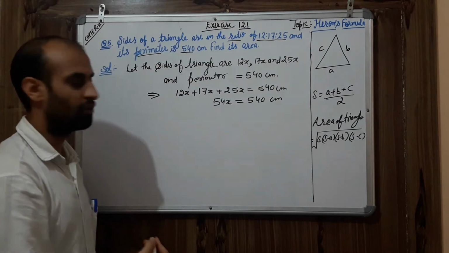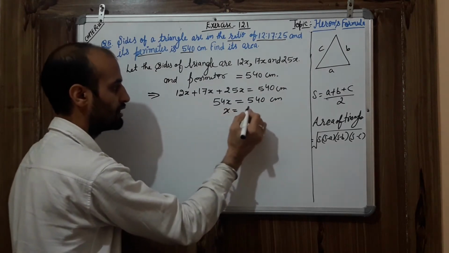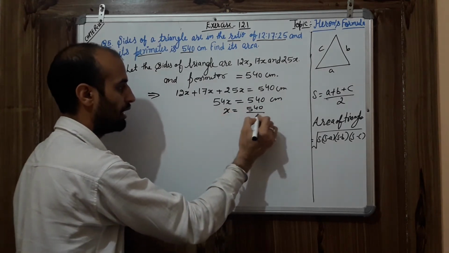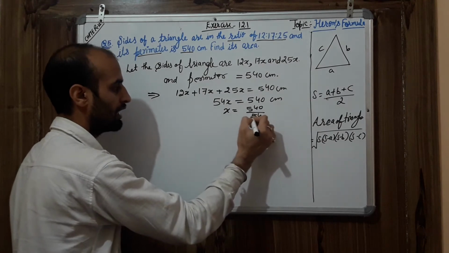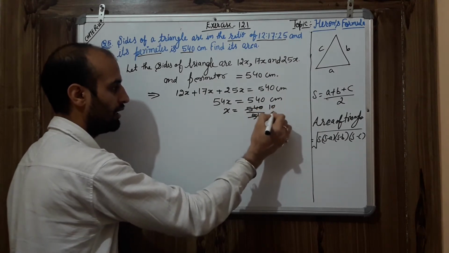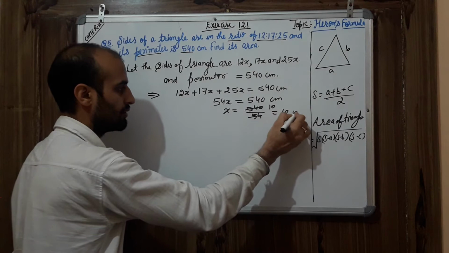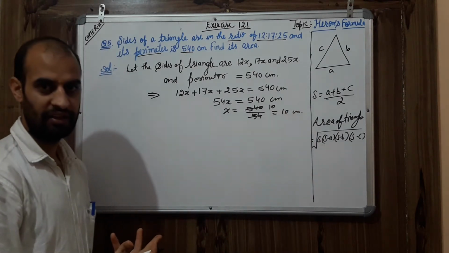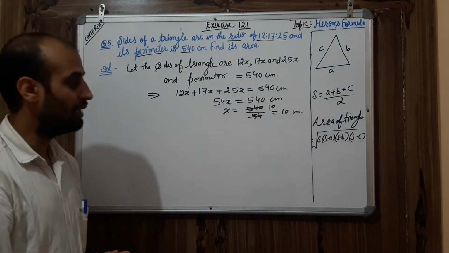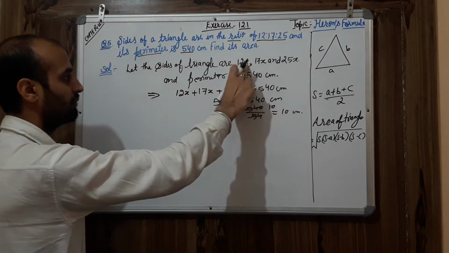Next task is to calculate x from here. So x is equal to 540 upon 54. If you cancel out these, it becomes 10, and the answer is 10 centimeter. x is 10. So what are the values then? If x is 10, substitute here.